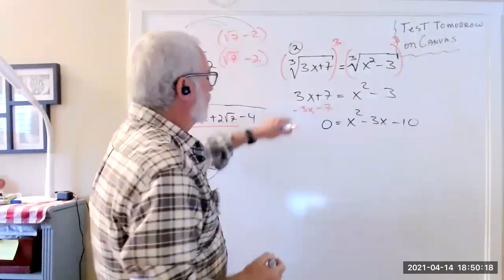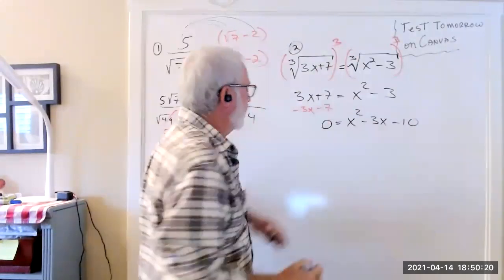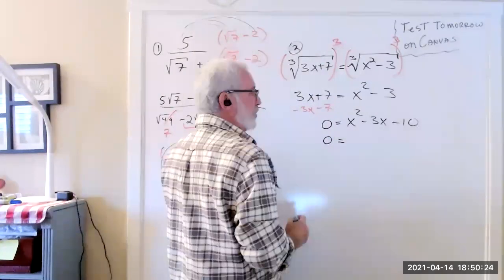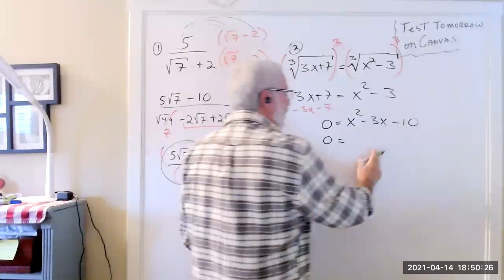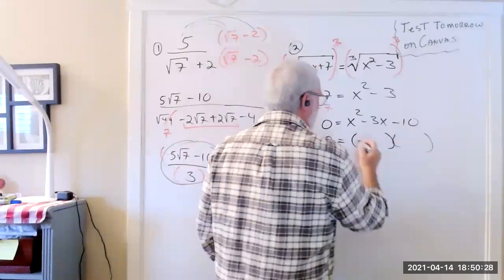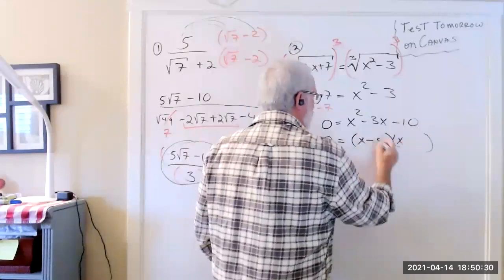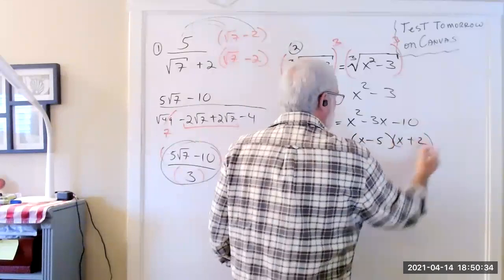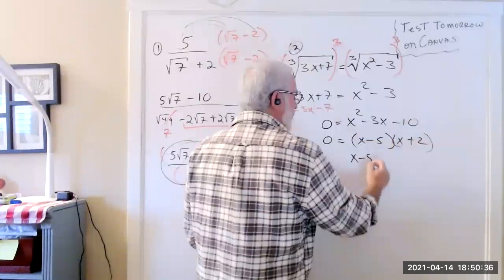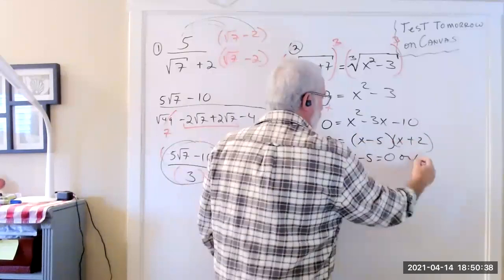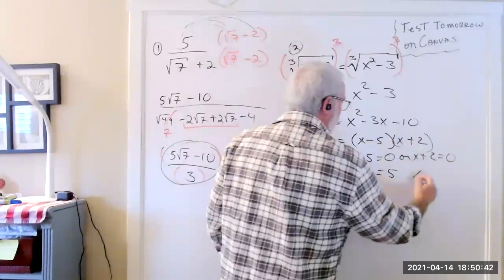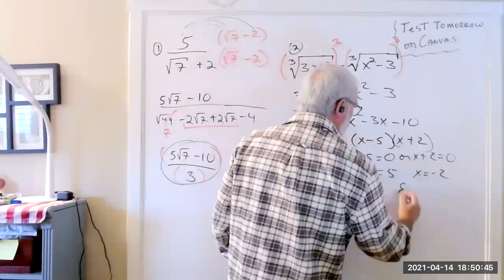You get 0 equals, okay, by whatever method you wish, you're going to factor this, the AC method, the belly button method, whichever method you want. It'll be minus 5 plus 2. So x minus 5 equals 0, or x plus 2 equals 0, x equals 5, x equals negative 2, solution set 5, and negative 2.